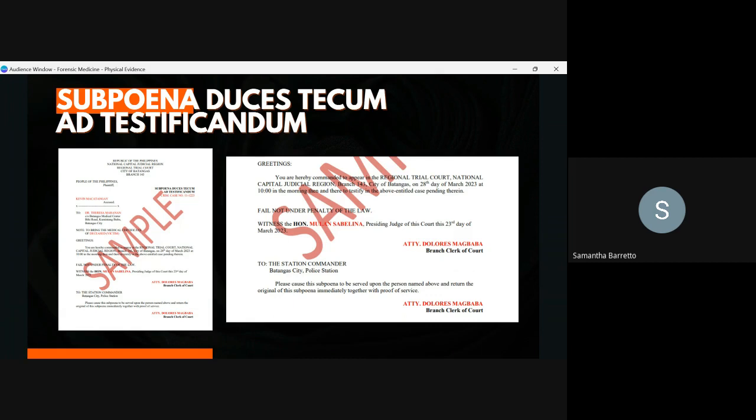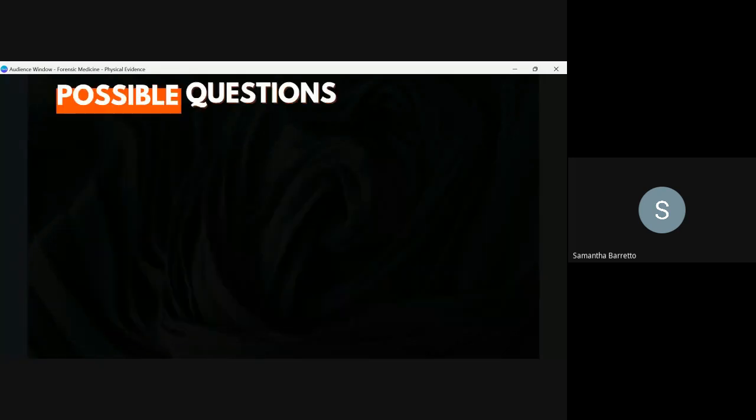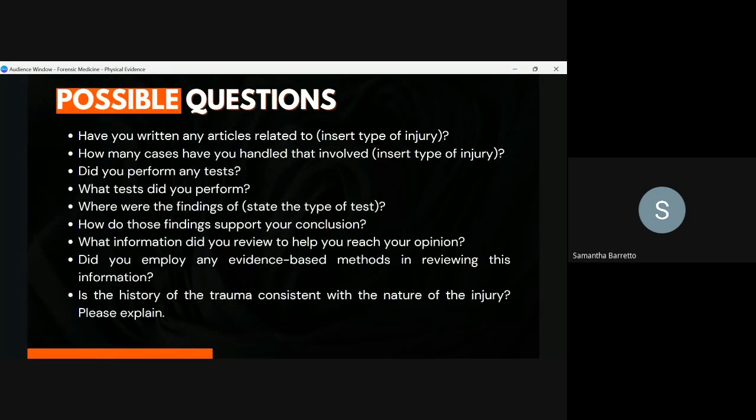In the body of the document, the place, date, and time of the hearing are stated. And I notice that failure to attend is punishable under the law. In the last part, the names of the judge and lawyer are also stated. And the following are the possible questions that may be asked to an expert witness subpoenaed by the court.